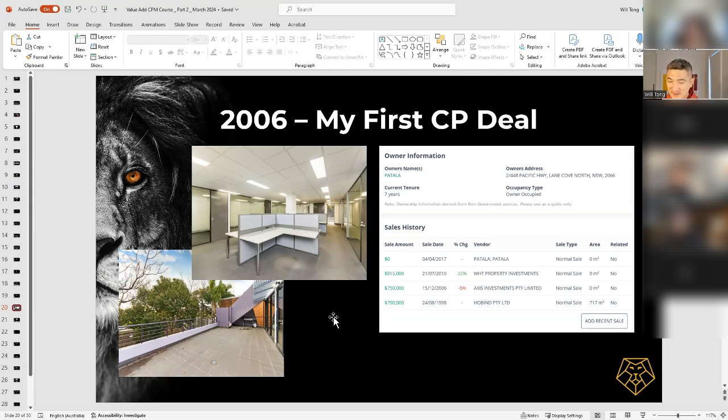But anyway, that's my first little deal, how I used a rental reversion strategy. So this strategy, you can apply to any price range. You can apply to $500,000 properties, $5 million properties, $50 million properties. That's the beauty of it.